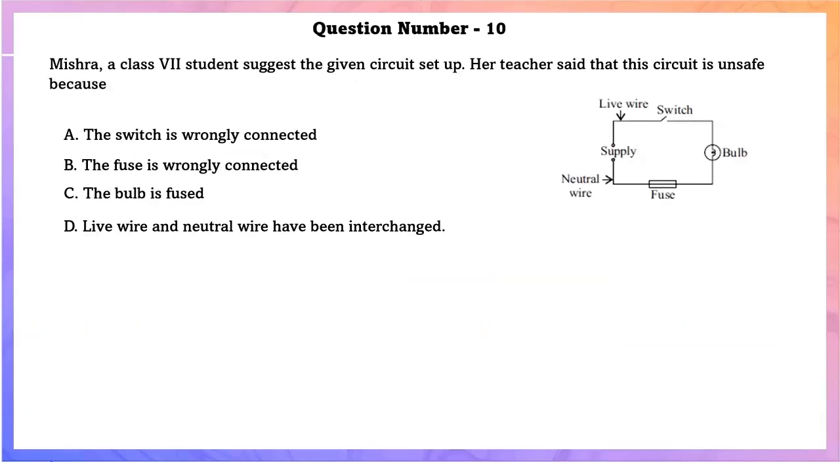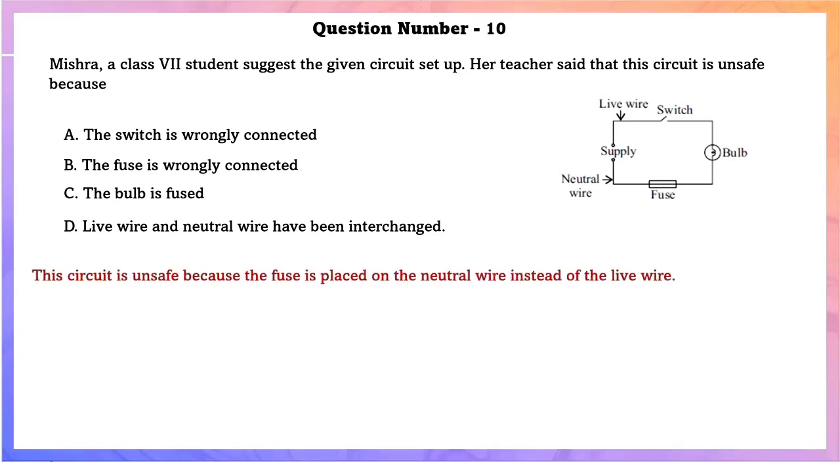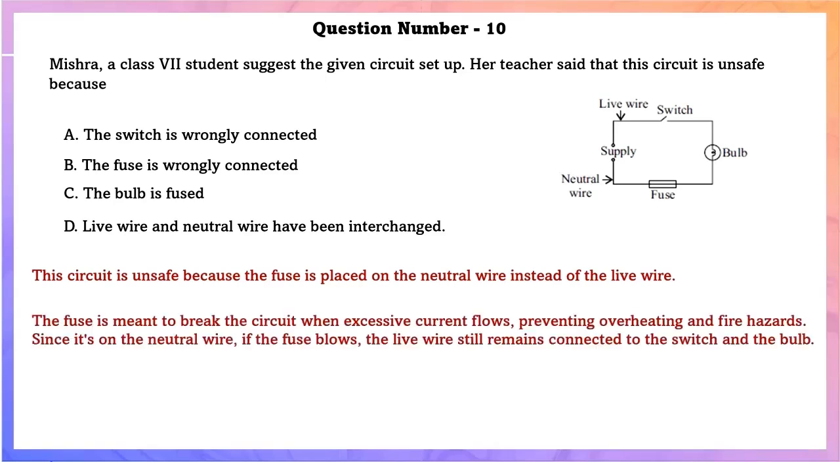Question number 10. Mishra, a class 7 student, suggests the given circuit setup. Her teacher said that this circuit given in the picture is unsafe because the fuse is placed on the neutral wire instead of the live wire. The fuse is meant to break the circuit when excessive current flows, preventing overheating and fire hazards. Since it's on a neutral wire, if the fuse blows, the live wire still remains connected to the switch and the bulb. Therefore, the correct option is the B option.